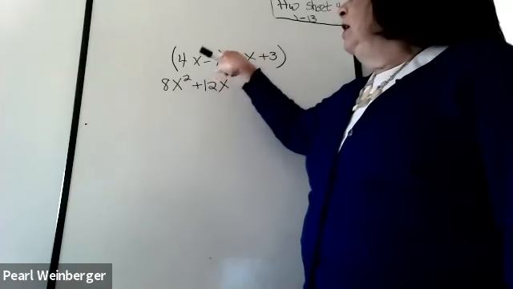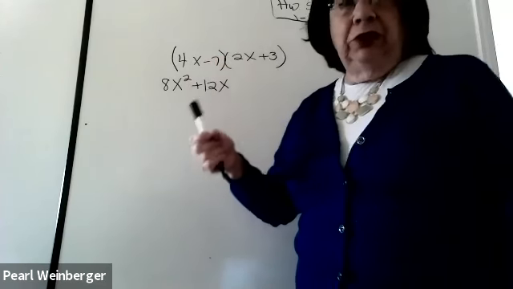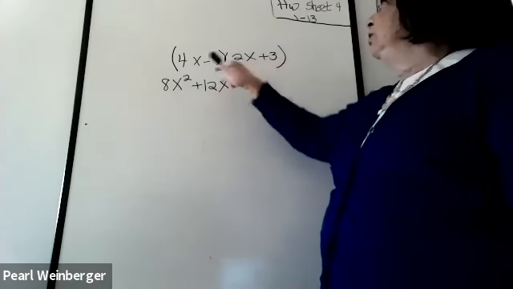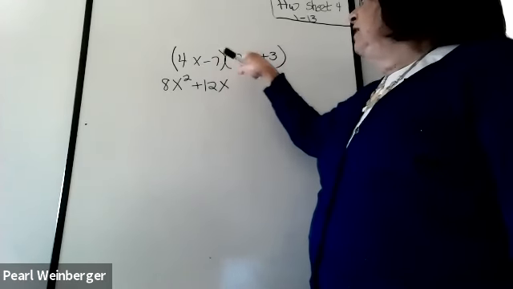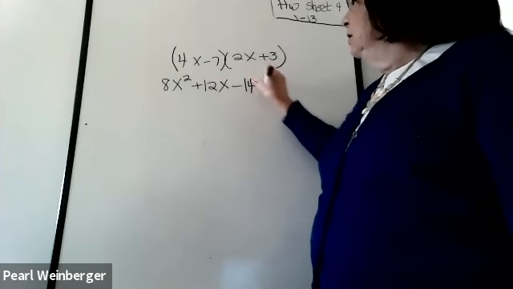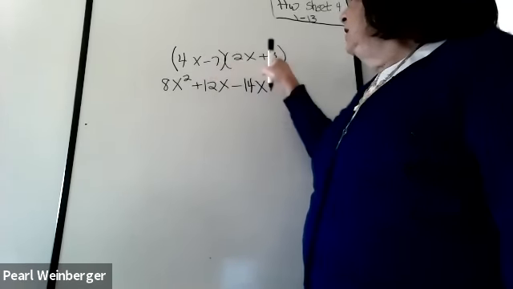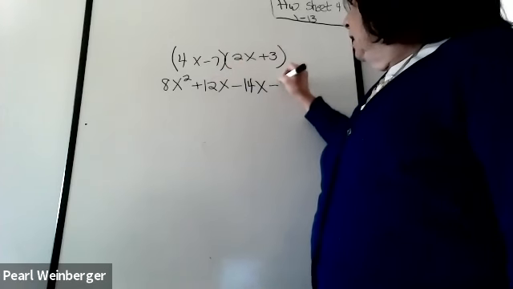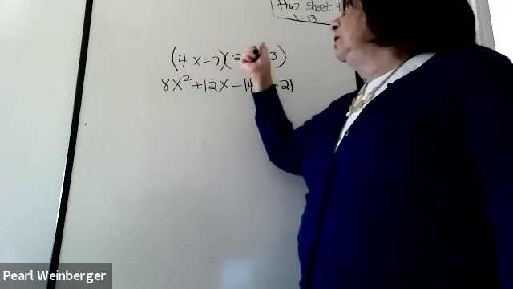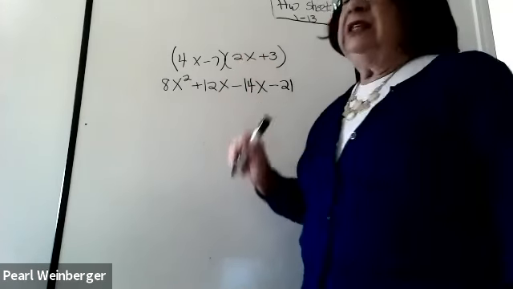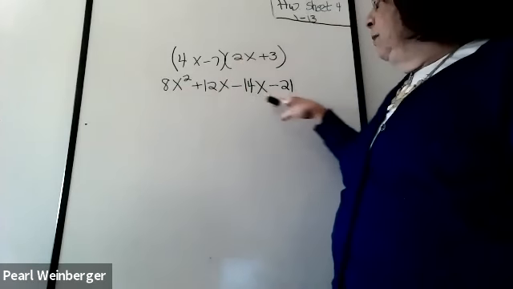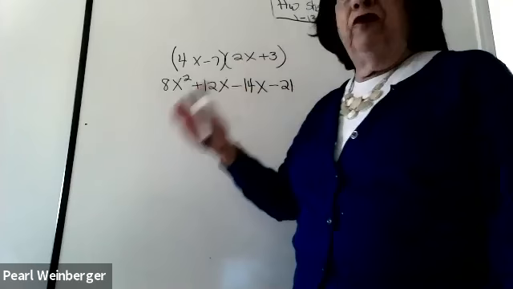We go back. We take the next term, which is -7, and distribute the -7 to each of these terms. So I do -7 times 2x, that gives me -14x. And -7 times 3, which gives me -21. Notice there were 2 terms in the first parentheses, 2 in the second. 2 times 2 gives you 4. So when I finish my multiplication, I end up with 4 terms.